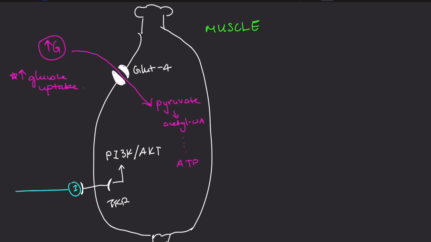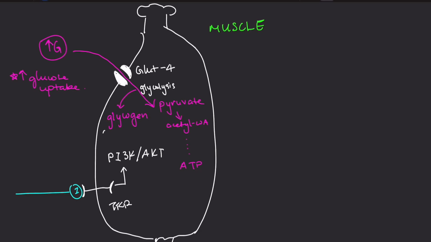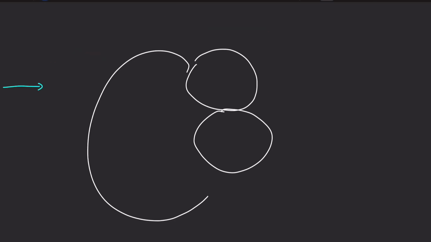Once inside, glucose follows the same pathways, glycogenesis or glycolysis. Now, since muscle cells lack G6P, they cannot release glucose back into the bloodstream, ensuring that glucose is retained for muscle energy needs. The third and final target cell is the adipose tissue cells.